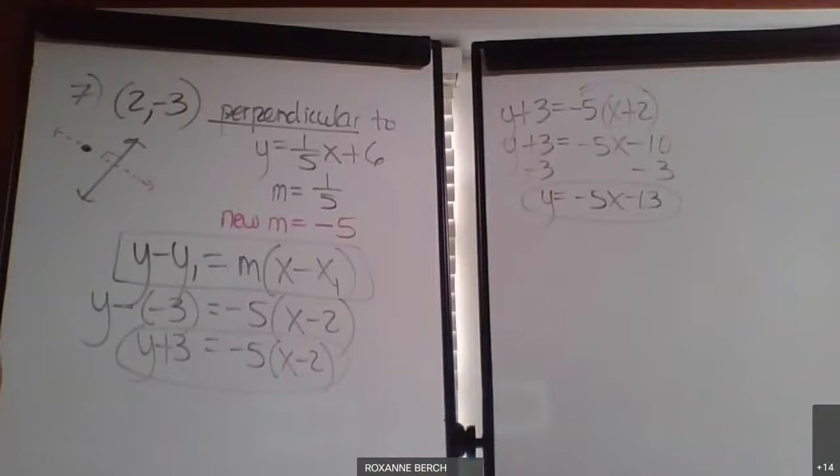Did I do that right? Okay, this is number 7, and it doesn't match what they have here. They have y is equal to negative 5x plus 7. Yeah, so what's going on? Either I made a mistake or the book is wrong. So I think this is right.